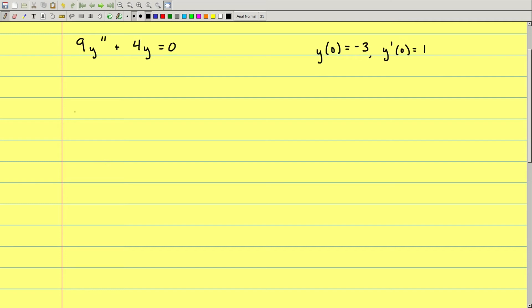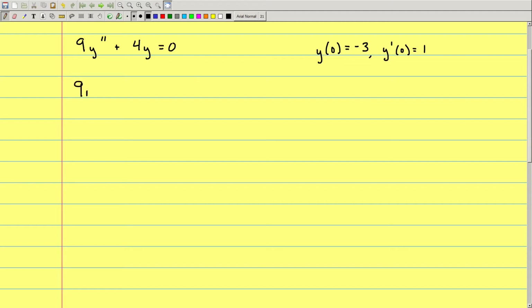Hello everyone. In this video we're going to be solving a homogeneous equation with constant coefficients, but in this case based on the form of the equation we are going to get complex conjugate roots. So looking at our equation, 9y double prime plus 4y equals 0, with the initial condition that y at 0 is equal to -3 and y prime of 0 is equal to 1.